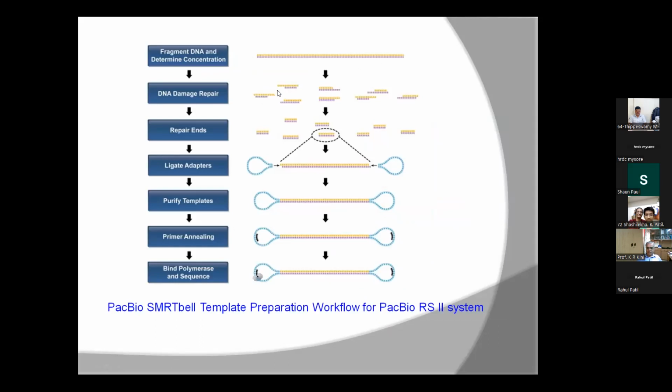This is a typical flow from the DNA. You just fragment it, then repair the ends, ligate the adapters, purify the template, anneal the primers, and attach it, bind to the sequence. See, there is no PCR amplification of the DNA. You need a very small amount of DNA, and that is utilized. There is no amplification step here. This length will be very large, and it can go up to around 50 to more than 100 kilobases in length.